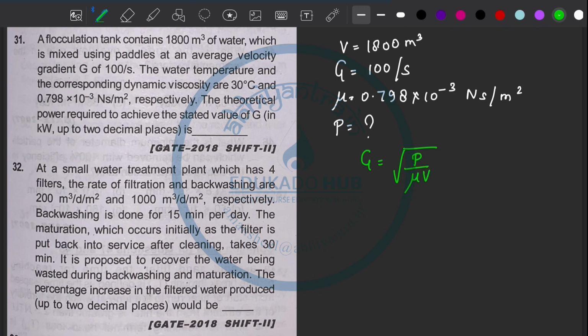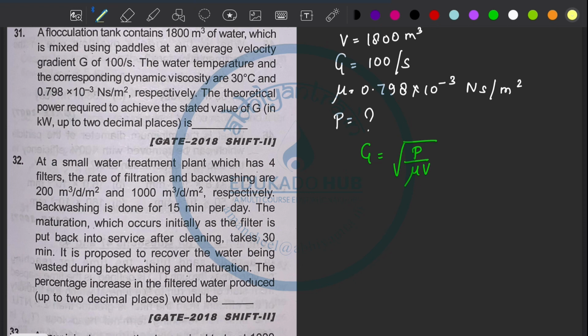The question is very simple if we know the formula, and if we put the values. It is just a value putting question. G is 100, under root, that means square, will be equal to power upon 0.798 into 10 to the power minus 3, and volume as well, that is 1800 meter cube. Question is very easy. We don't even need to change the units into the standard form. Everything is pre-given and we just have to put into the formula and find out the answer.